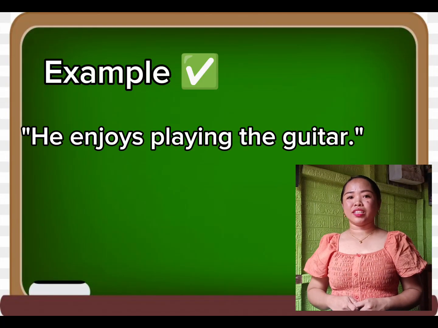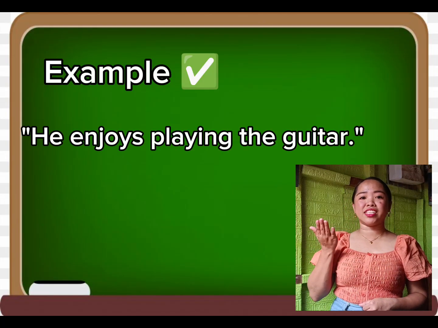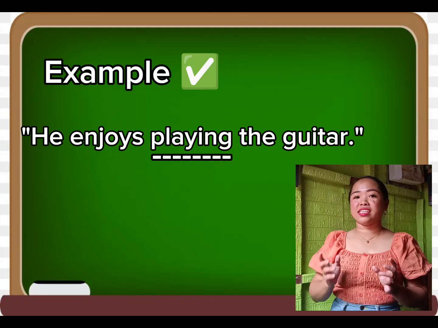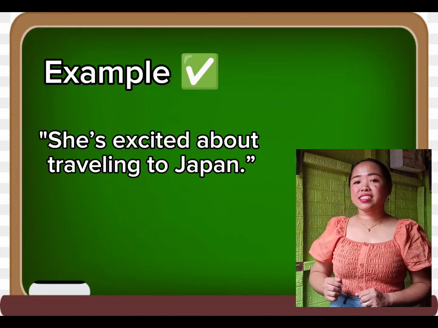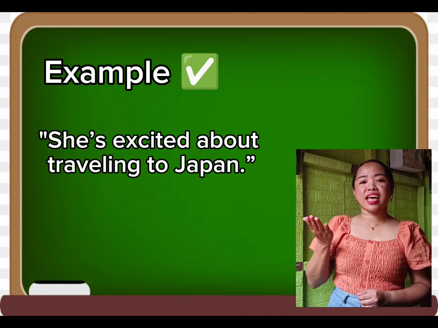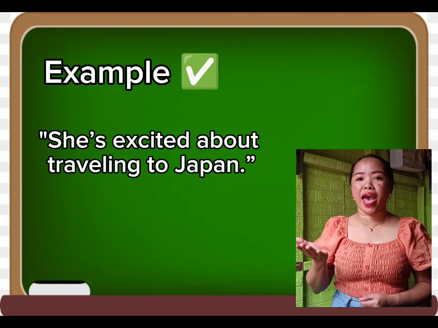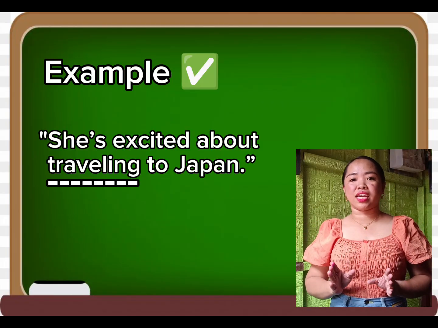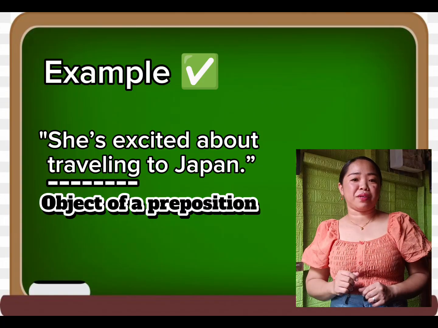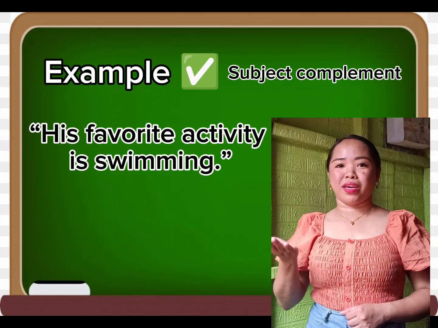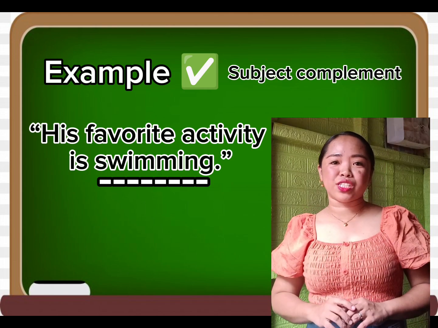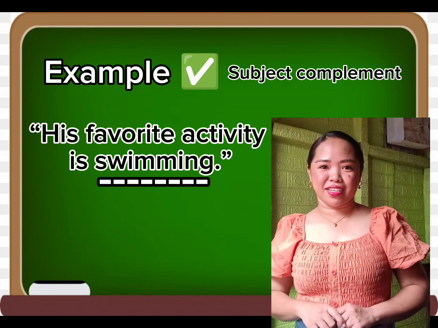Another example: he enjoys playing the guitar. Playing is the object of the verb enjoys. Next example: she's excited about traveling to Japan. So the word traveling is the object of the preposition about. Next: his favorite activity is swimming. Swimming is the noun describing the subject activity.